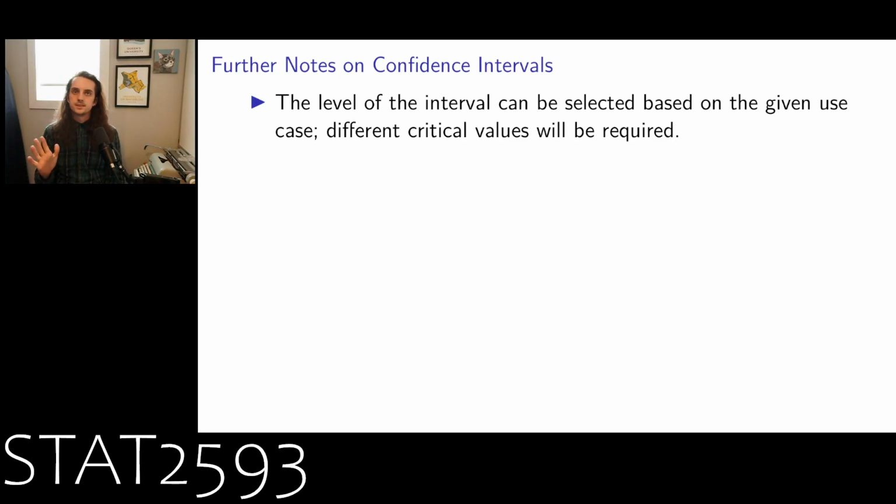There are a few important points that I'll make on confidence intervals. Oftentimes we noted that you'll use a 1%, 5%, or 10% significance level, but the level is going to be determined based on the different use cases. And depending on your use case, different critical values are going to be required. I'd encourage you to think about what happens as you choose different values, right?